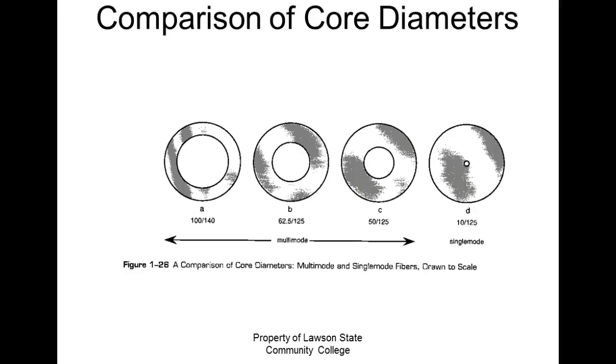And these are comparisons, just looking at them. So you were looking at this guy right here, 62.5, 125. This would be a 10 125, which would be single mode, which odds are with that fiber scope, we couldn't see the core.